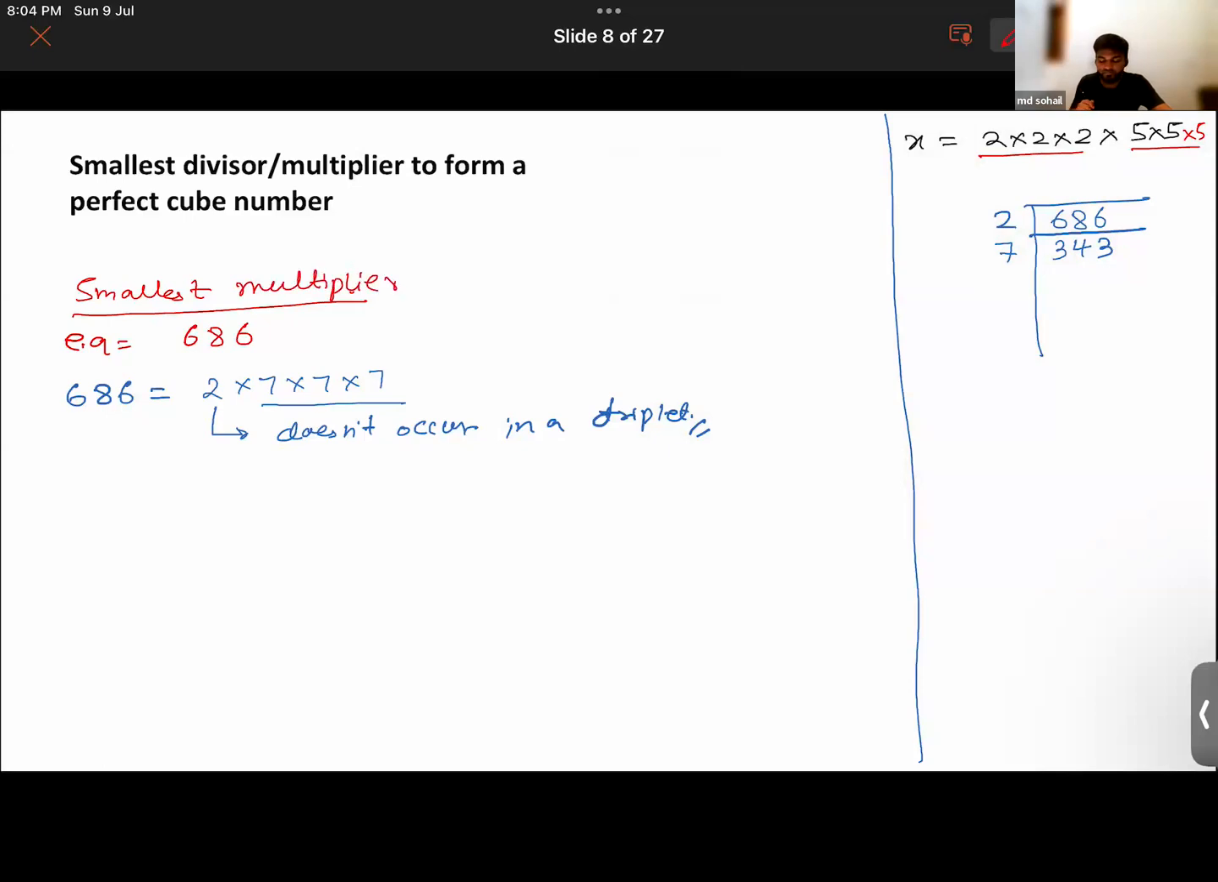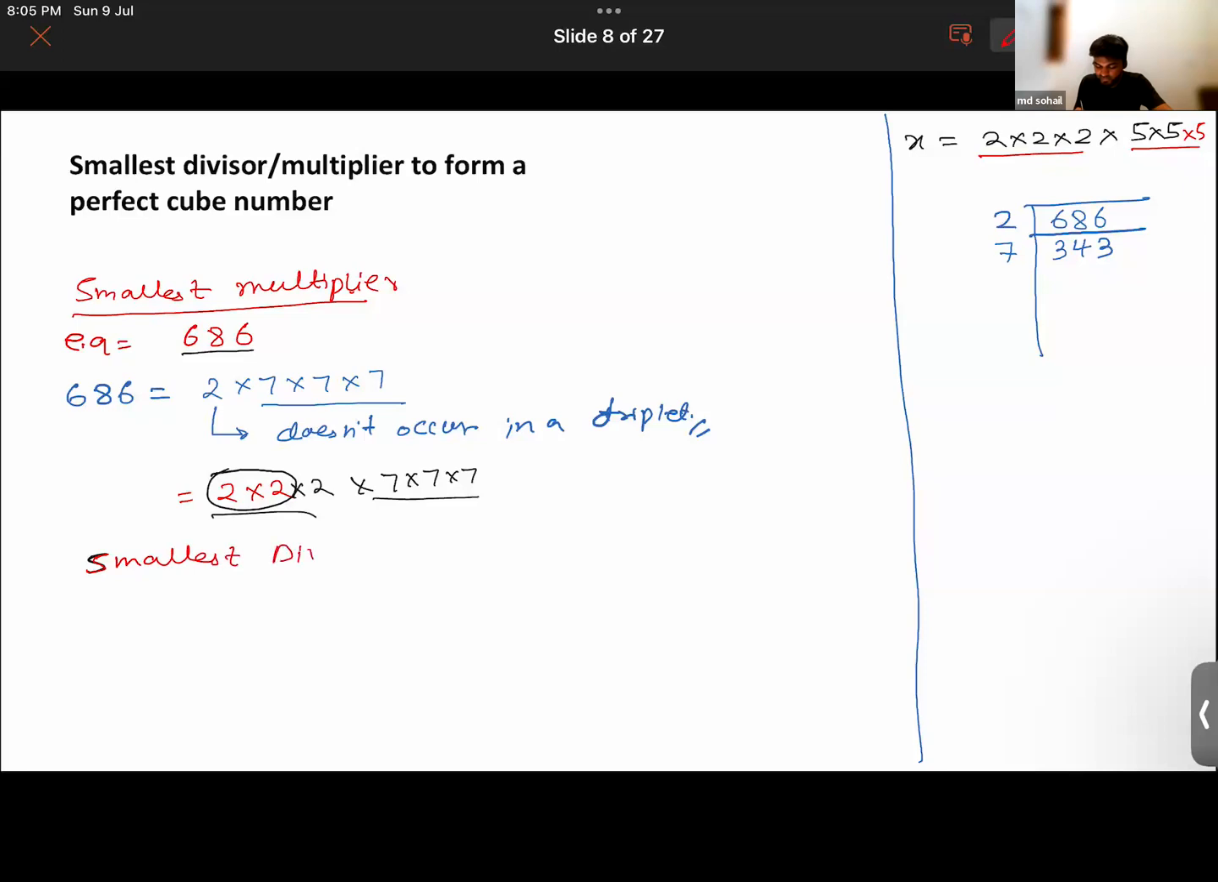Okay, smallest multiplier. So if we were to multiply it by 2 two times, will it not become a perfect cube? It will, sir. So we need to multiply the number by 4 here. So the smallest multiplier for this number is 4. If you multiply 686 by 4, you will get a perfect cube, right? Yes, sir. Now let's have a look at another number.